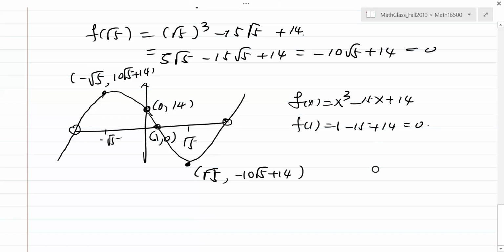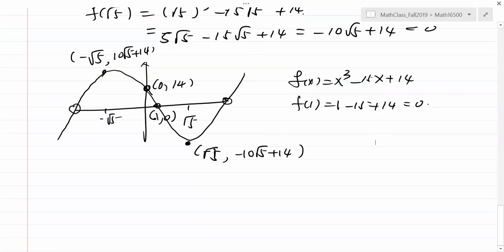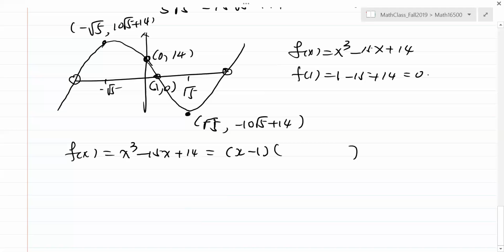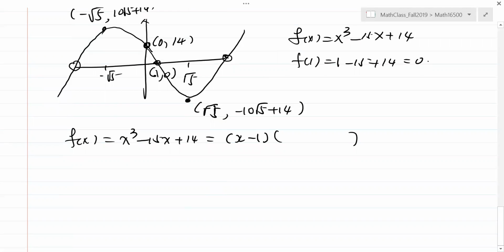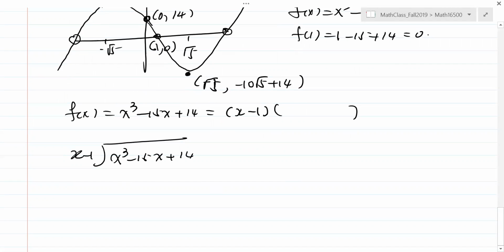I think you can. If you know only one factor, you can factor this polynomial, okay? So I know f of x, x cubed minus 15x plus 14, should be x minus 1 times some quadratic function. How do you get the quadratic function? If you already know x minus 1 is a factor, because when you plug 1 for x you get 0, then you just use long division.